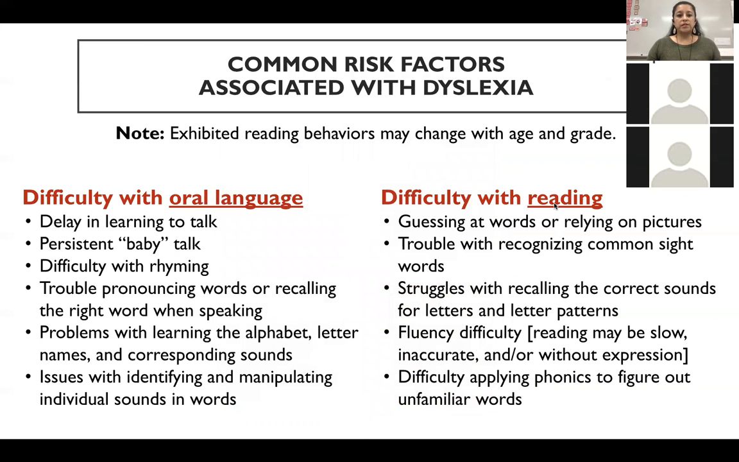The common risk factors associated with dyslexia are difficulties with oral language and difficulty with reading. We'll glance over them a bit. With oral language, see if you can associate this with your child: did they have a delay in learning to talk, or were they persistent in baby talk? Did they have difficulty rhyming, trouble pronouncing words or recalling the right word when speaking, problems learning the alphabet, the letter names and corresponding sounds I mentioned earlier, and issues identifying and manipulating individual sounds?